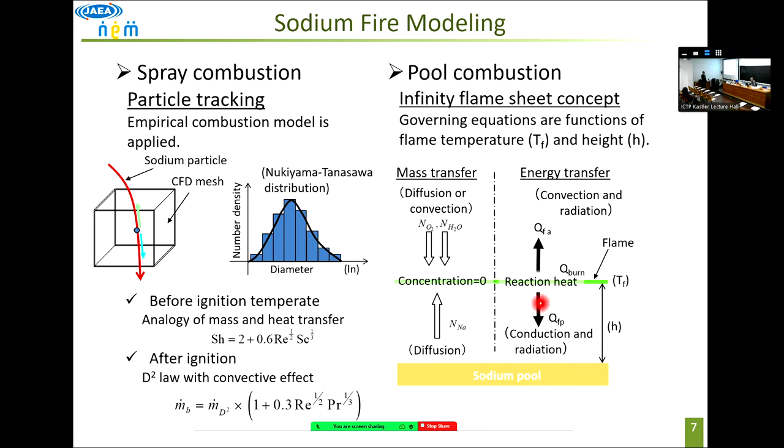From the viewpoint of energy transfer, here I mention the infinite flame, so there is no heat source or sink. It is just balanced to the total energy through the air, bulk air condition, and the pool. If we take into account those two basic balance equations by using the flame temperature and flame height, the equations are closed. So generally we use a method such as Newton-Raphson to obtain the temperature of the flame, the height, and each balance of the heat.